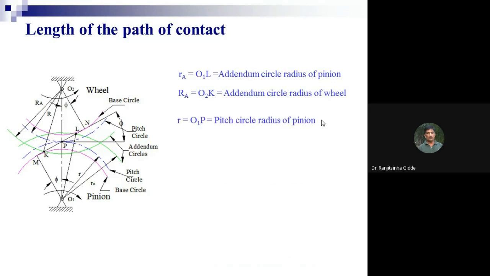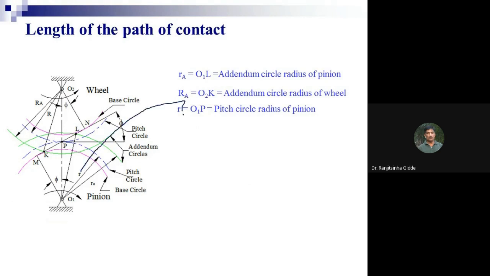Next, small r. What is this small r? It is equal to O1P, that is the pitch circle radius of the pinion. Then what is next?